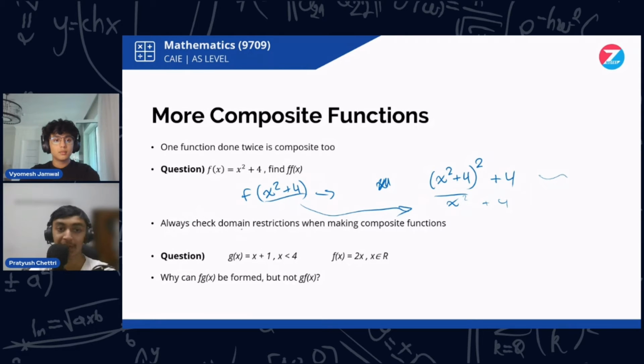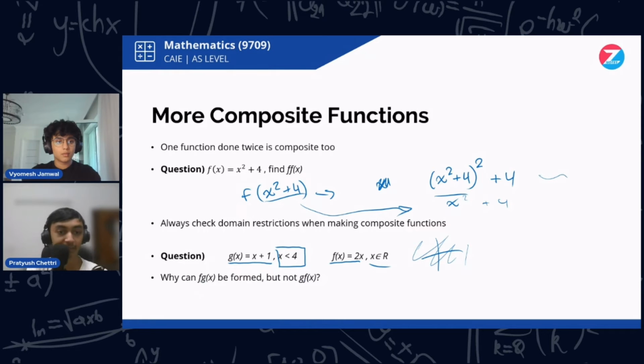And you always need to check the domain restrictions when making composite functions, because examiners love to ask you about these. Look at this question here. g of x is x plus 1, but the domain restriction is x has to be less than 4. And f of x is 2x, and x belongs to the reals, so anywhere on the plane. We don't need to worry, it's not a numerical restriction at this level. So why can f of g of x be formed, but not g of f of x?